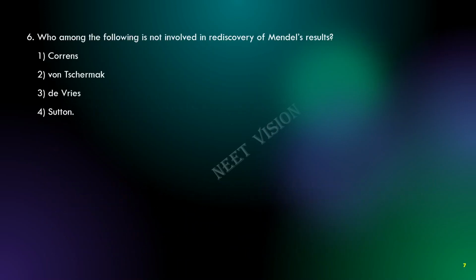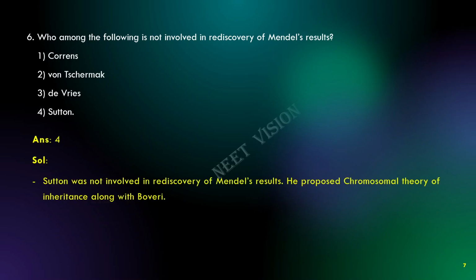Who among the following is not involved in the rediscovery of Mendel's results? Correns is involved. von Tschermak is involved. De Vries is involved. Sutton is not involved. Sutton and Boveri proposed the chromosomal theory of inheritance. So the option naming Sutton is the correct one. Sutton was not involved in the rediscovery of Mendel's results. He proposed the chromosomal theory of inheritance along with Boveri. Correns, von Tschermak and De Vries rediscovered Mendel's results.